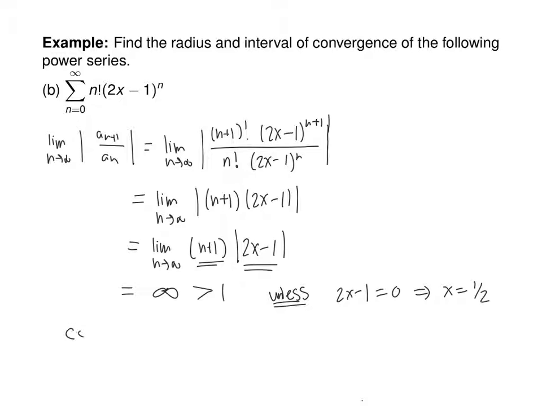So this thing converges when x equals 1/2 only, nowhere else. That means the radius of convergence is 0, and the interval of convergence is the number 1/2.